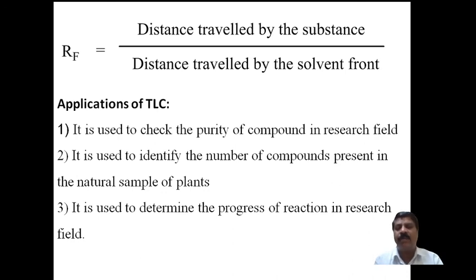Therefore the progress of the reaction can be determined by putting one spot of the reactant and another spot of the reaction mixture on the plate and allowing it to develop. If the two spots travel the same distance, that indicates there is no progress of the reaction. If the spots travel different distances, then it indicates that a reaction is taking place. Therefore, to check the progress of a reaction in the research field, TLC is very useful.